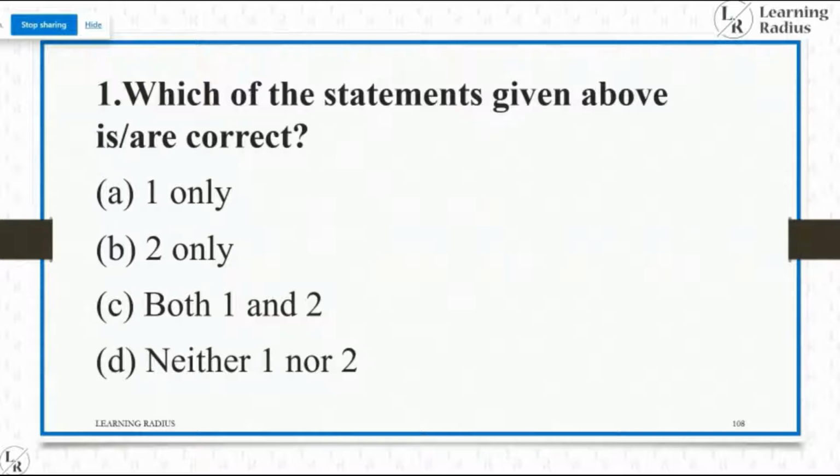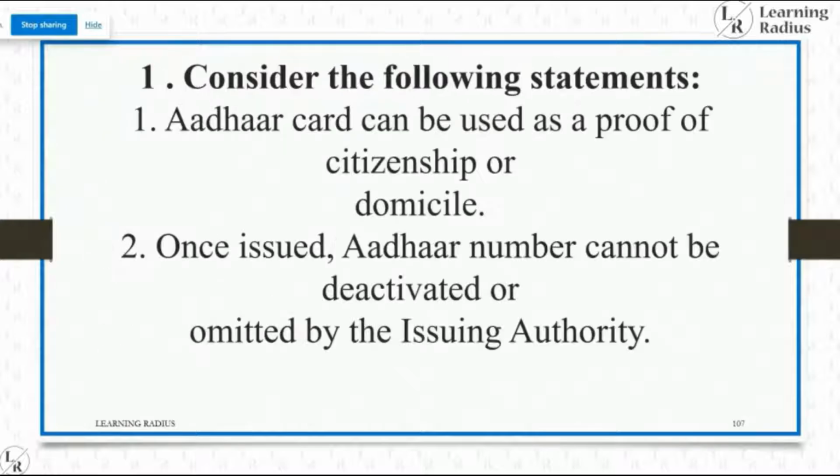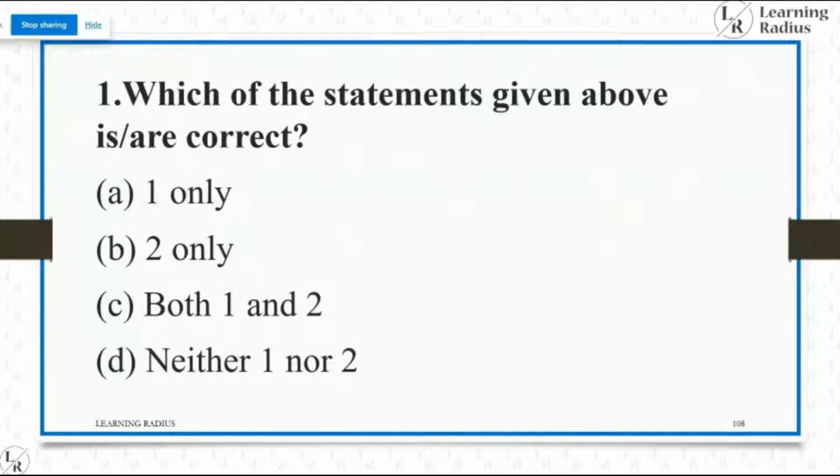If you look to the 2 statements, you can understand that the first statement is wrong and the second statement is also wrong. Aadhaar card can be used as a proof of citizenship or domicile is wrong. Once issued, Aadhaar number cannot be deactivated, that is also wrong. First statement and second statement are wrong. So neither 1 nor 2 is right. That is the exact answer of that particular question.